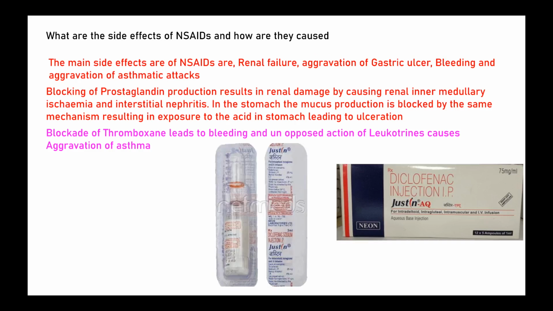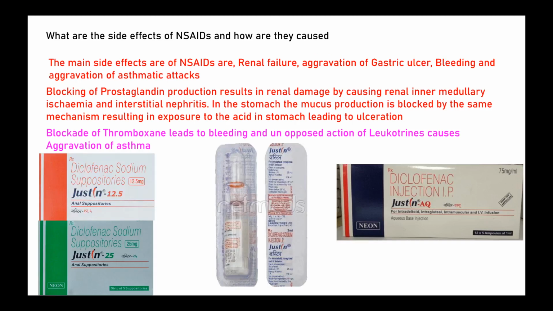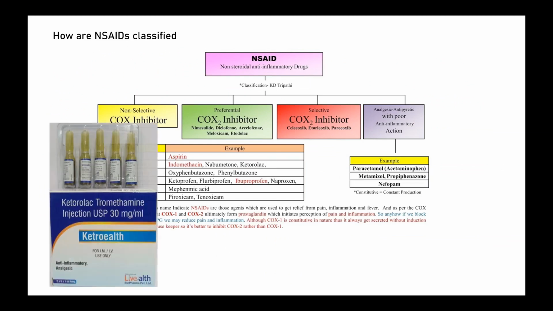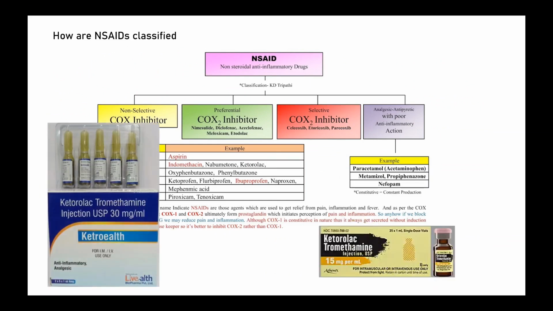So these are all the preparations that we have, which we commonly use. How are NSAIDs classified? Selective and non-selective COX inhibitors. So there is a classification by Tripathi: non-selective COX inhibitor, preferential COX2 inhibitor, selective COX2 inhibitor, with weak anti-inflammatory action. This is how the classification is done. These are all the various drugs.